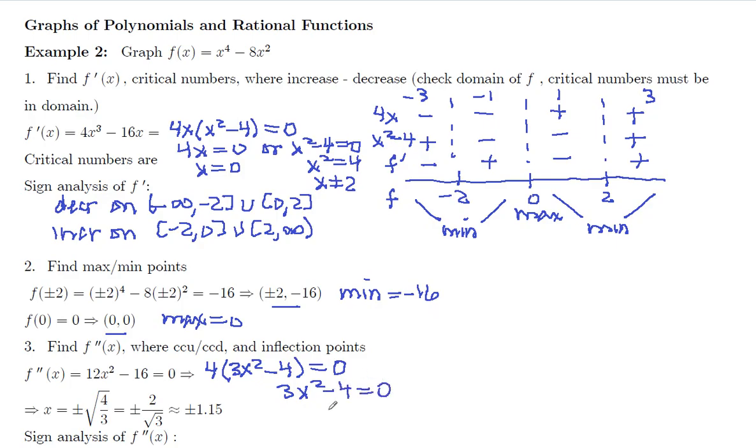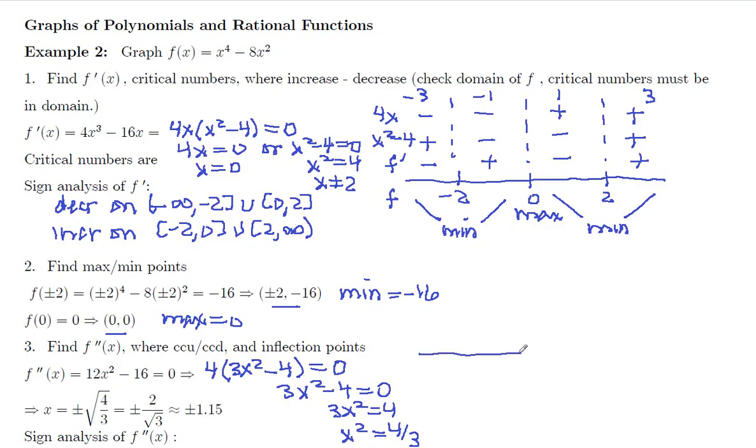Bring the 4 over, 3x squared equals 4. Divide both sides by 3, x squared equals 4/3. And then take square roots on both sides. And that gives us x is plus or minus square root of 4/3. Square root of 4 up top is 2, and then the root 3 on the bottom, we have to leave it. So those turn out to be about plus or minus 1.15. So those are our critical numbers for f double prime.